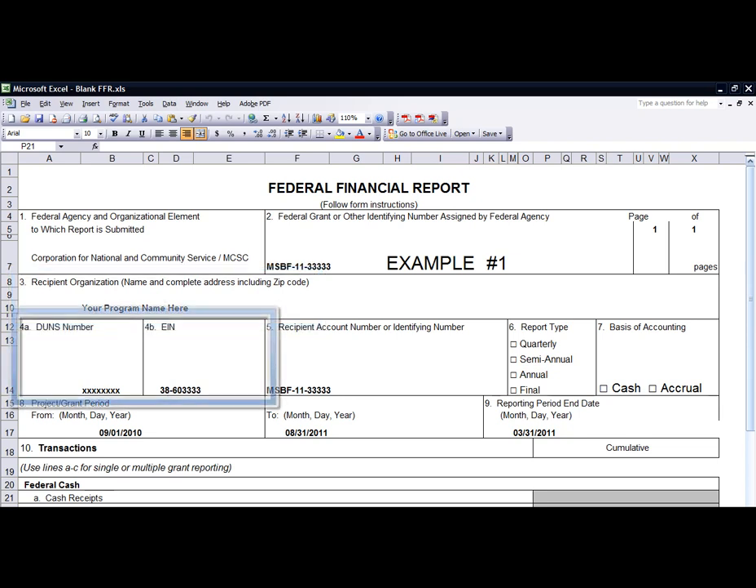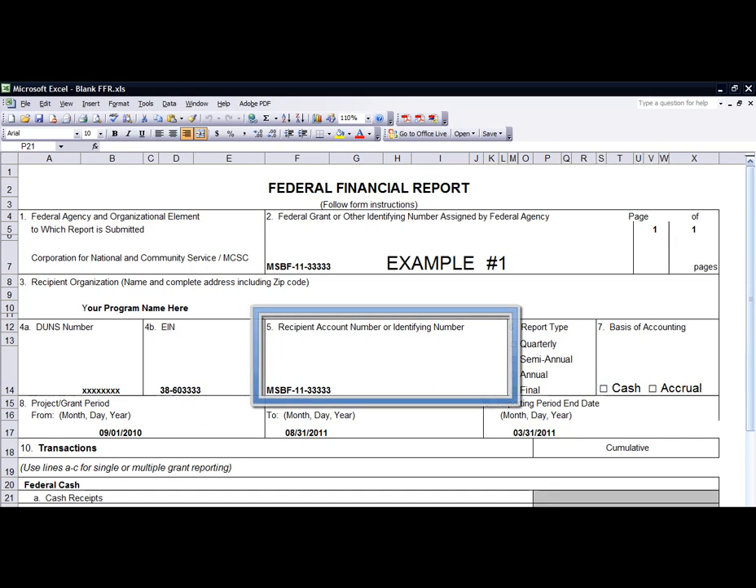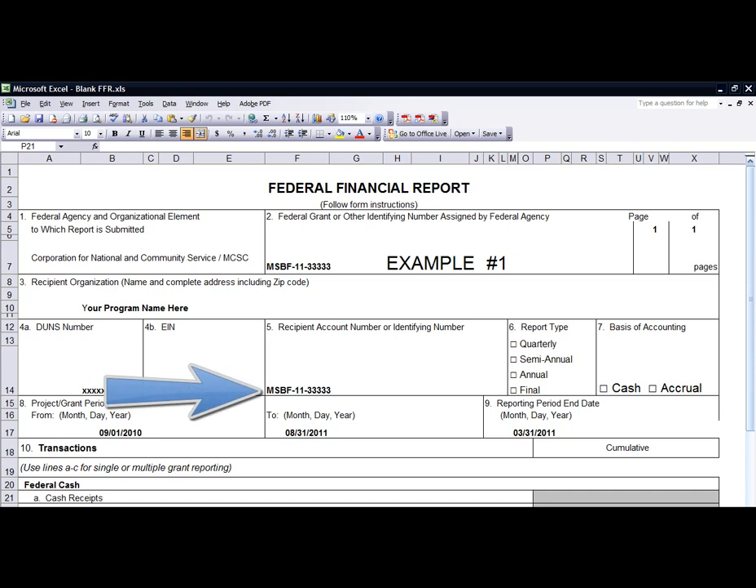In box 4A, please indicate the recipient organization's Data Universal Numbering System, or DUNS number. In line 4B, indicate your EIN number. And in box 5, you'll want to enter the account number or any other identifying number assigned by the recipient to the award. This number is for the recipient's use only and is not required by the federal agency. And you can see in this example that I've already selected something and entered it into box number 5.